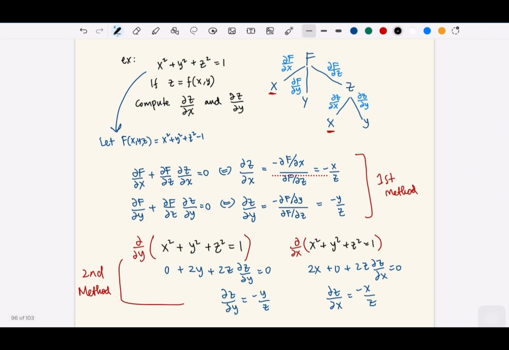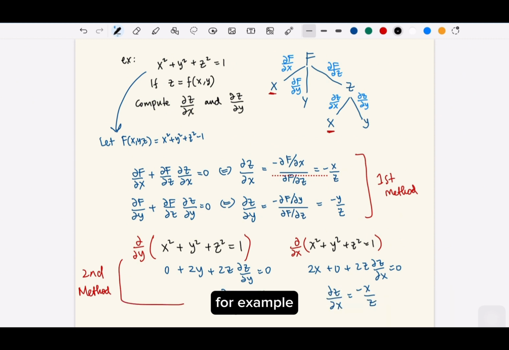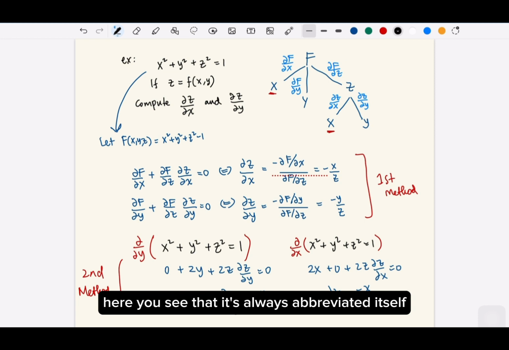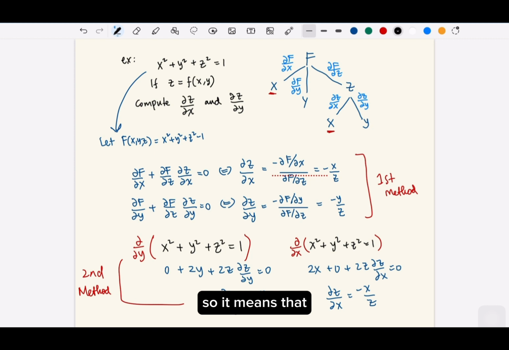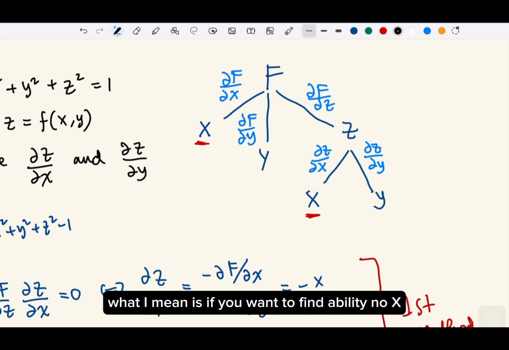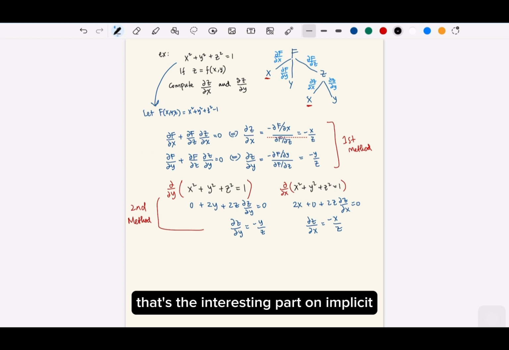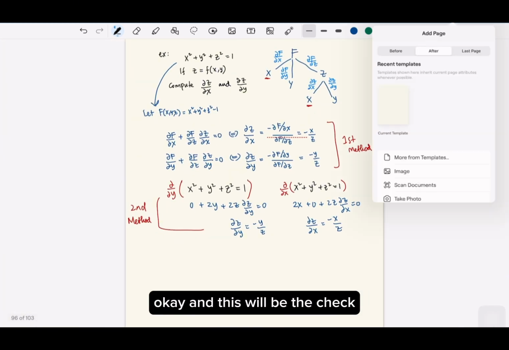If you think about the chain rule in implicit differentiation, you see that it's always repeating itself, like the function is having other functions. So what I mean is, if you want to find dou z dou x, we need to find this, right? But this is actually dou f dou x, because we defined it implicitly. That's the interesting part about implicit differentiation.